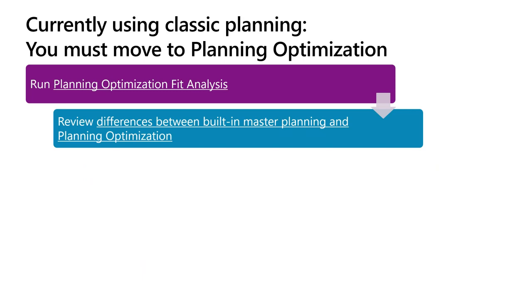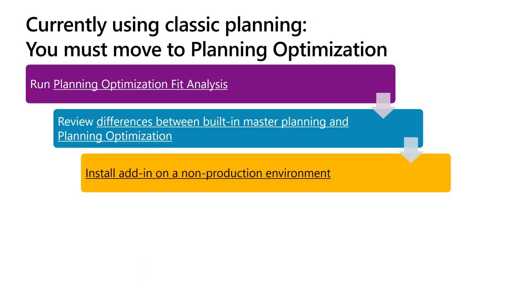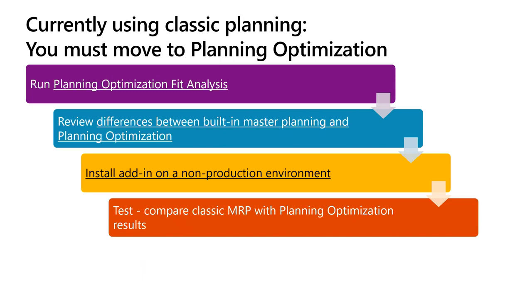Next, we highly recommend that you review the documentation to understand the few changes between classic planning and planning optimization, like the safety stock, which we see is the one that most customers are affected by. Once you're ready to test planning optimization, just follow the linked instructions on installing the LCS add-in on your testing environment and switch the planning optimization parameter on. It's that simple. At that point, what's left is testing.